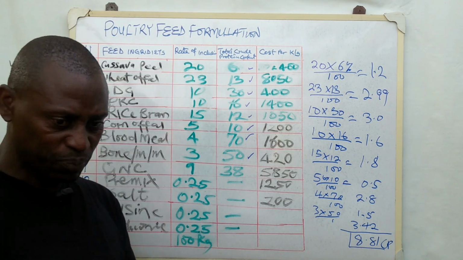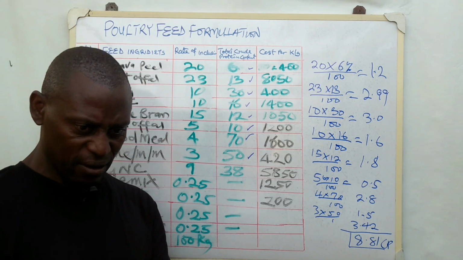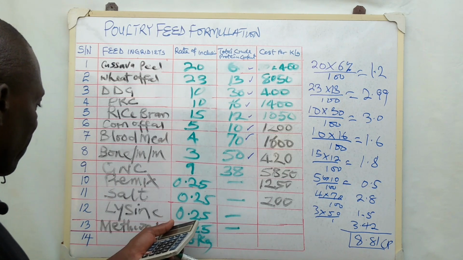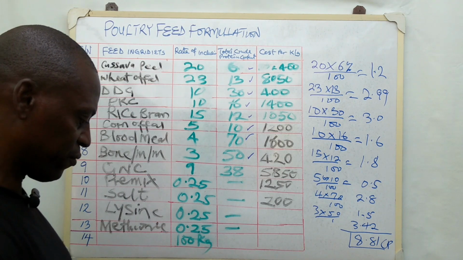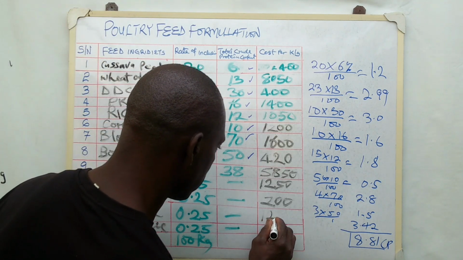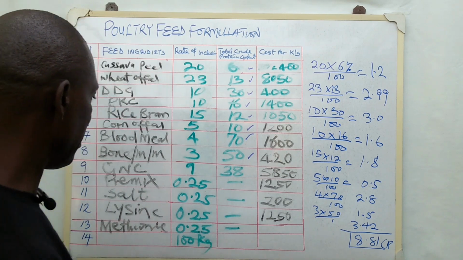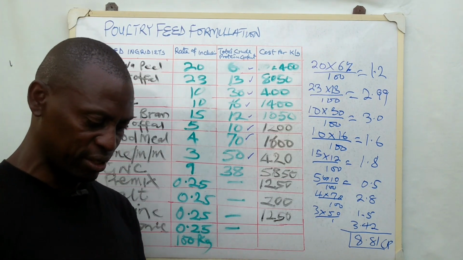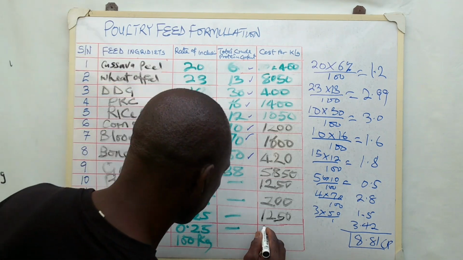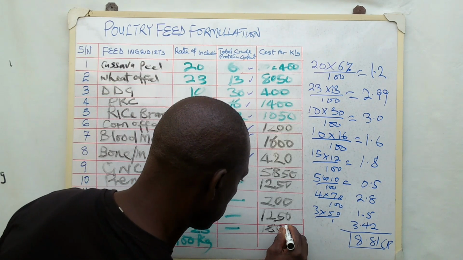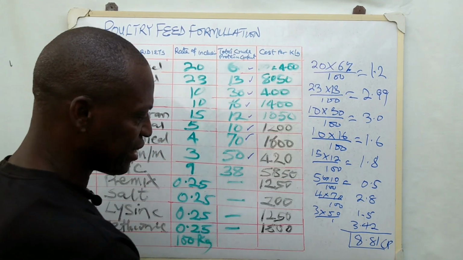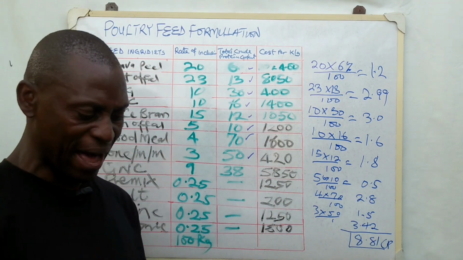Our lysine is 5,000 naira. 0.25 times 5,000 will give us 1,250. The next one is our methionine here, 7,200. 0.25 times 7,200 will give us 1,800. Now we are going to add up all and divide them by 4. Whatever we get here, we divide it by 4. That will give us the cost per bag of this feed.